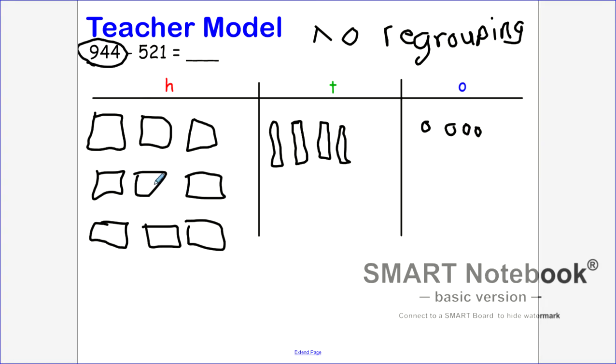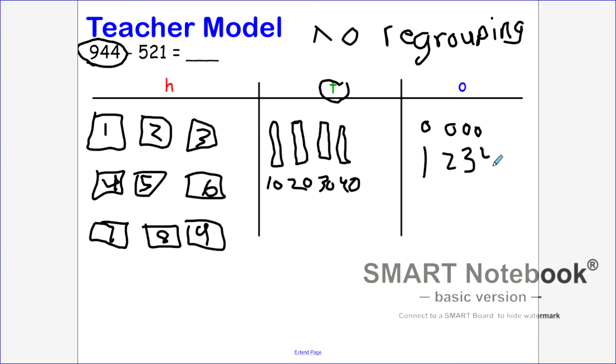Now good mathematicians double check their work, so let's go ahead and double check our work. 100, 200, 300, 400, 500, 600, 700, 800, 900. Looking good so far. Then we've got 10, 20, 30, 40. I'm counting them by tens because that's in the tens spot with the T. So that's why I wrote 10, 20, 30, 40. And then our last one's pretty easy. 1, 2, 3, 4. 941 is what we start with.